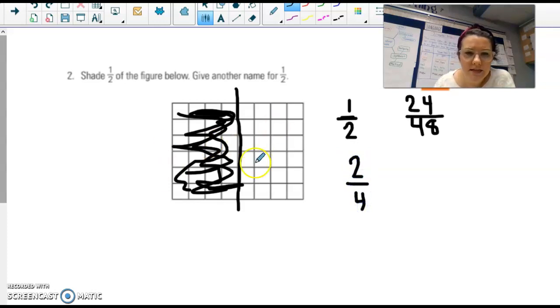Okay? If I were to take out all these lines, leave that vertical line and draw a line right here, that would show 2/4. Again, you could have other solutions here, but these are the ones that first came to my mind. All right, let's go to number 3.